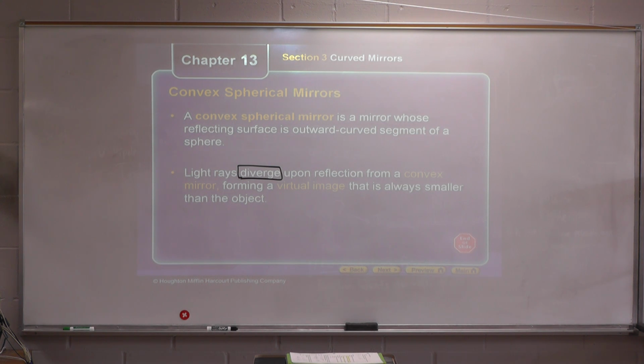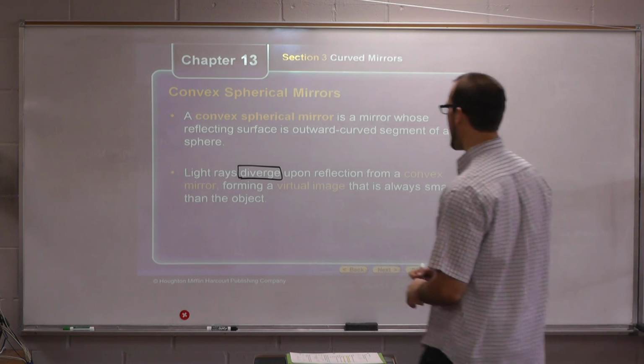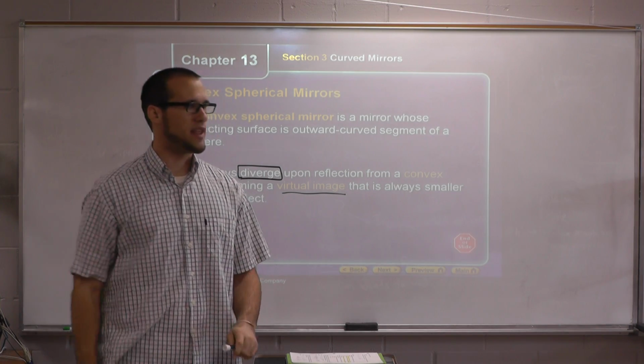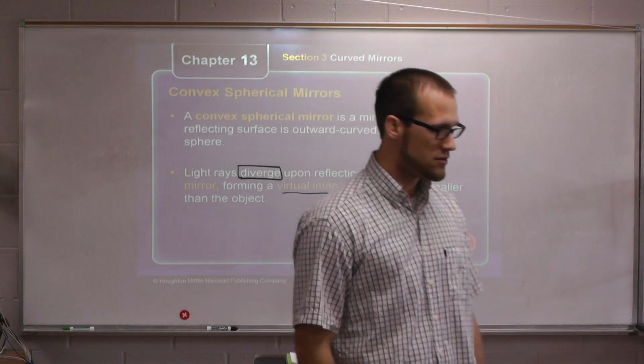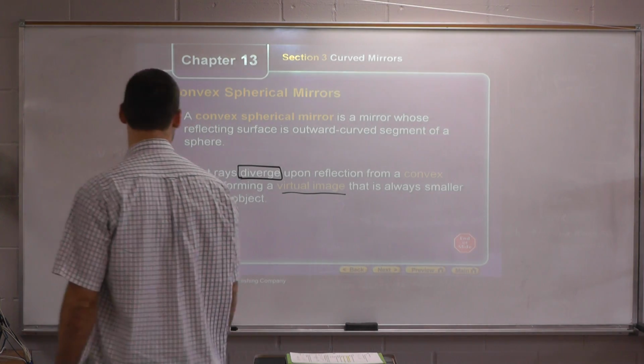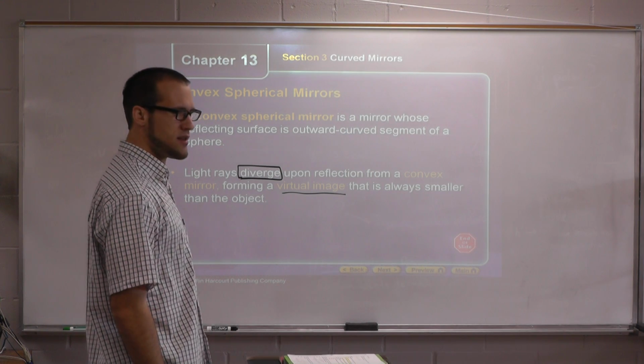So if a convex mirror diverges the light, will those light rays ever meet at one point? No. So what kind of image will this always produce? Virtual. Every single time you're going to get a virtual image, which means it will always be on the opposite side of your mirror. You will never get a real image. And it will always be smaller than the object.